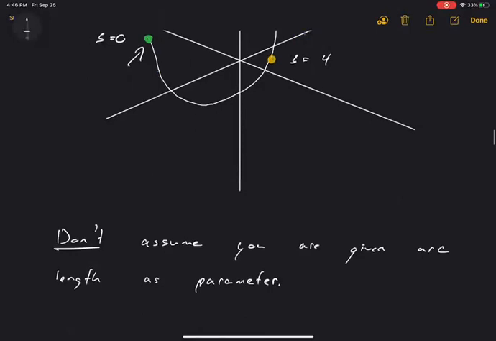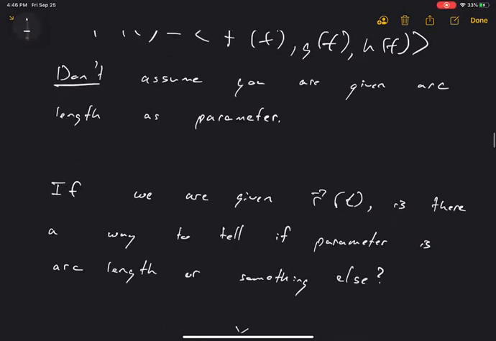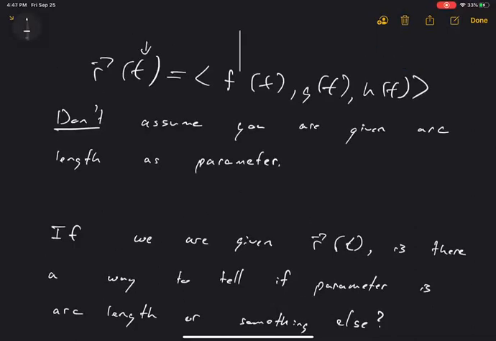Now, when we're given a problem like R of t, we don't know what this parameter t is. Maybe it's time, maybe it's arc length. The fact is we usually don't know. We're usually going to be given R of t equals f of t, g of t, h of t. Does this parameter correspond to arc length or not? Well, usually we're not told. Maybe we need to develop a way to figure that out.